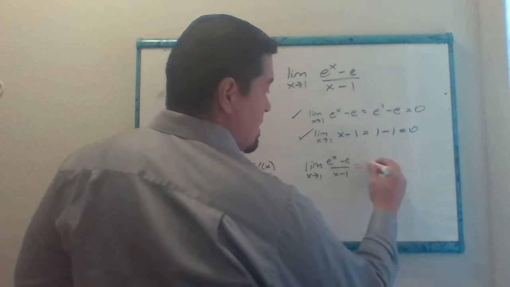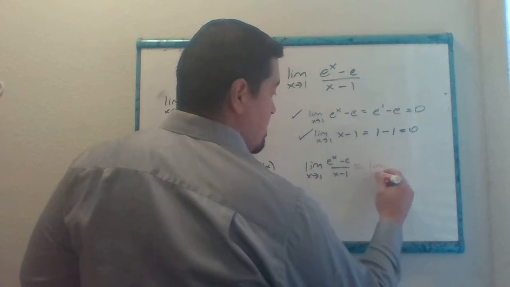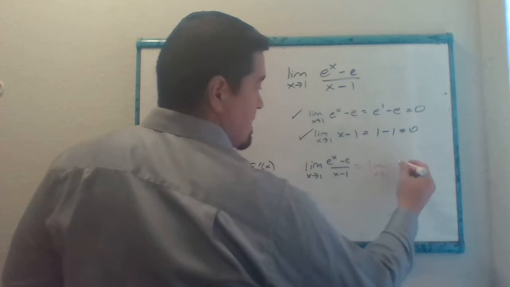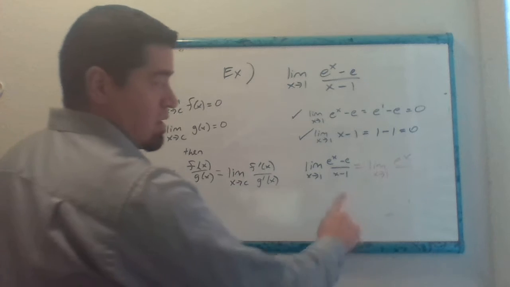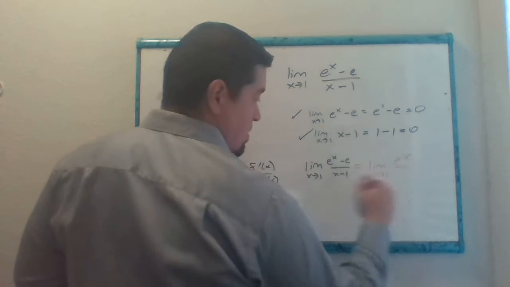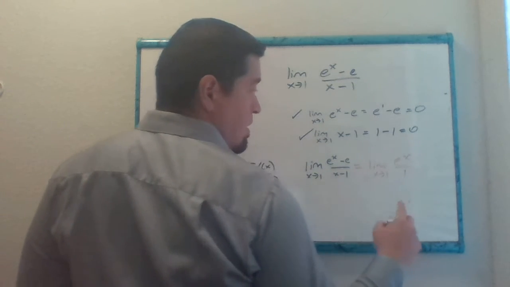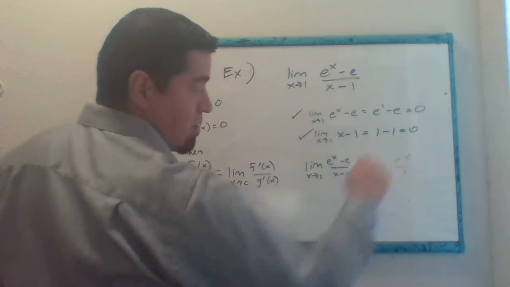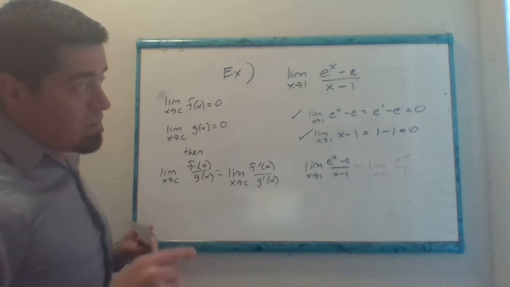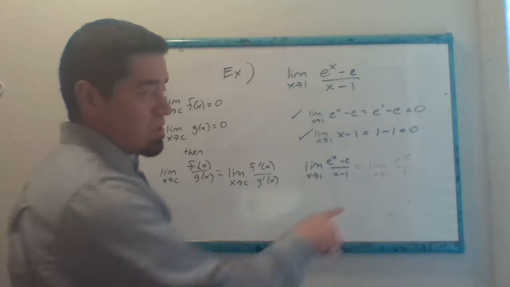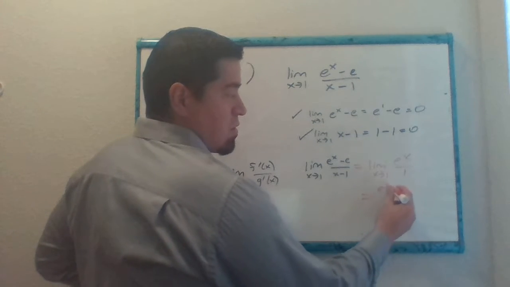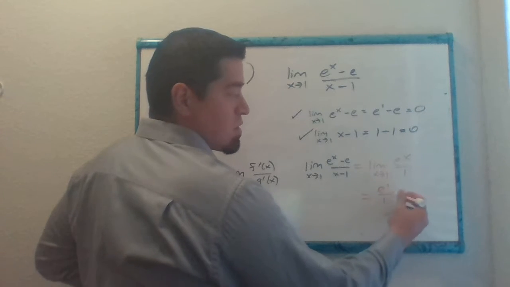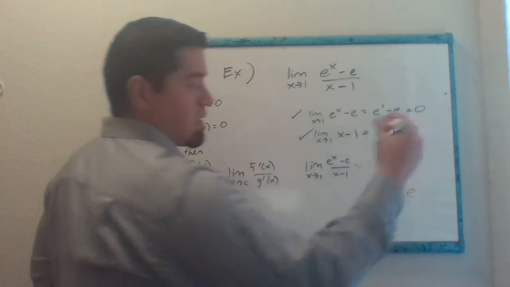Well, and then still write the limit. E to the x is e to the x. E is a constant, so it just goes away. And then what's the derivative of x? Well, the derivative of x is 1. And now, if you can apply direct substitution, which here is just e to the 1 over 1, which is e divided by 1, which is just e.